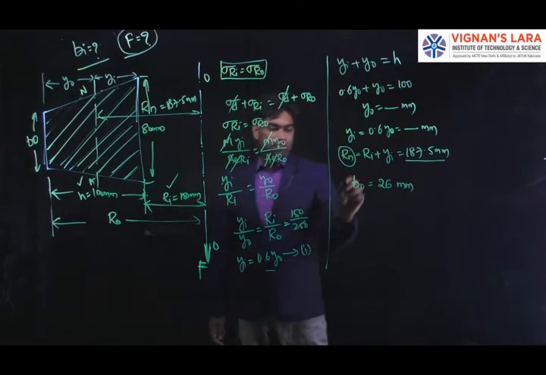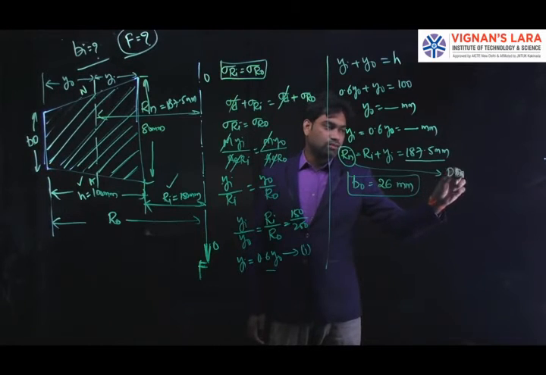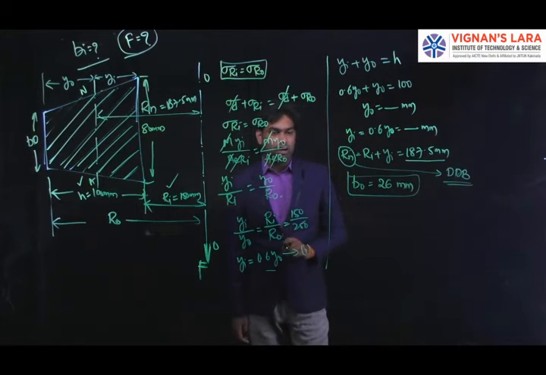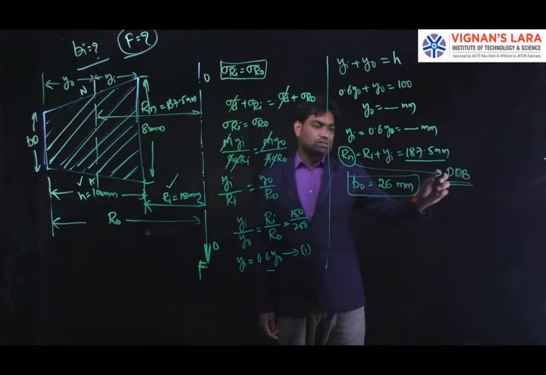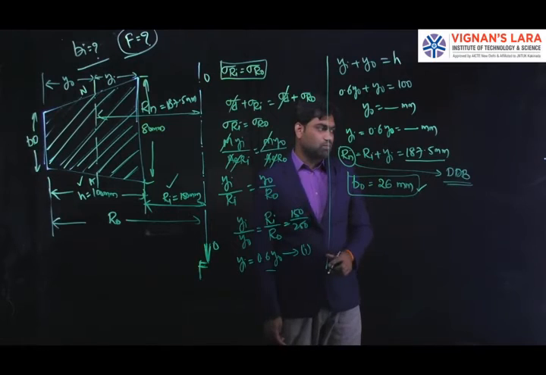So that is the value of b naught. From the equation of Rn, you can take it from the design data book for the trapezoidal cross section, the equation of Rn, the radius of neutral axis. You can take it from the design data book and substitute all the values and check whether b naught is coming to 26 mm or not.